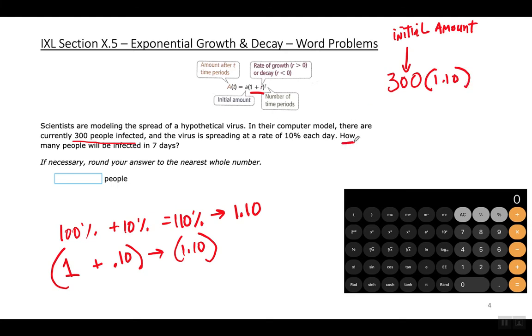Okay, now look, here's the question. Remember right here, the exponent is the number of time periods. How many people will be infected in 7 days? So my exponent is going to be 7. Let me translate that to Spanish real quick.